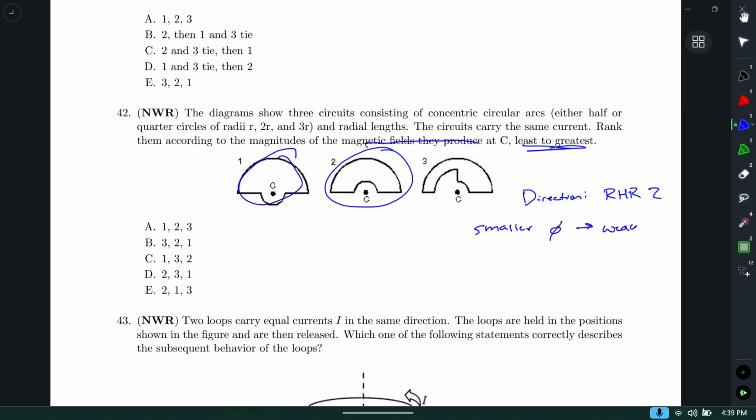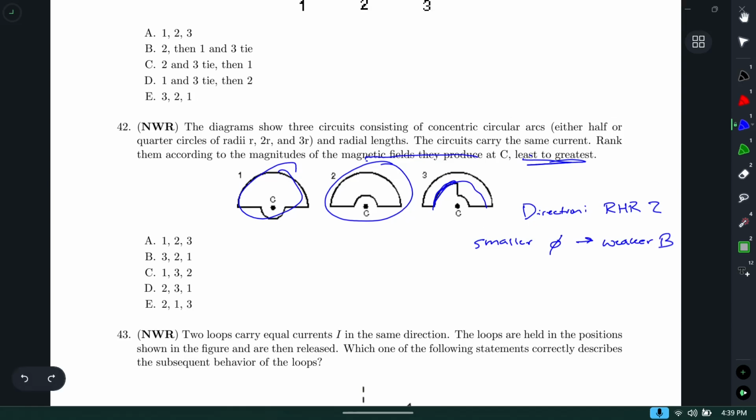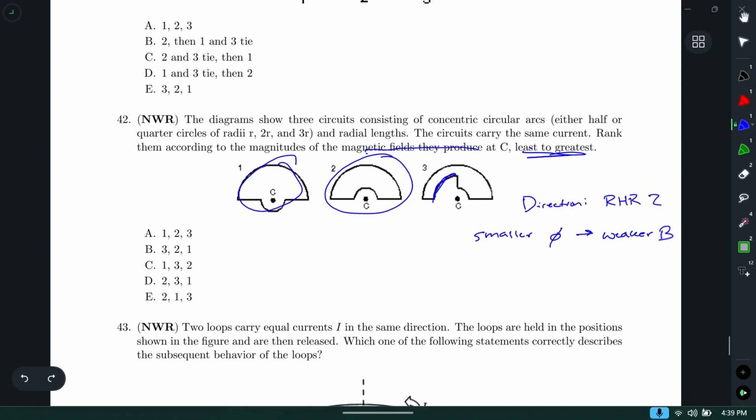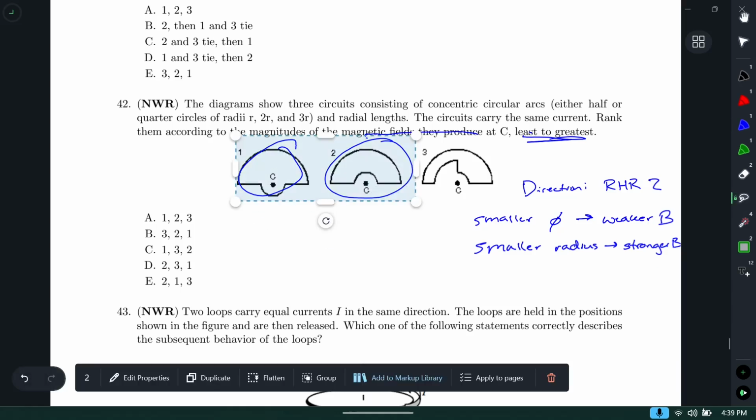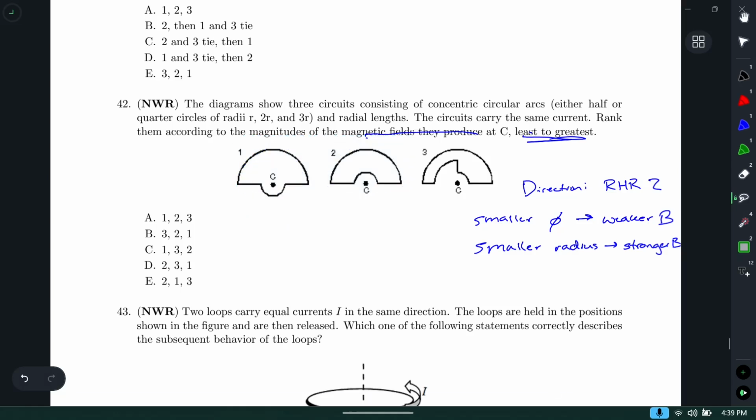mean weaker fields. So for instance, a 90-degree arc, even if it were the exact same size as a 180-degree arc, is going to produce a weaker field because it's less of a segment of wire for current to flow through to produce a field. And then the other one is smaller radius is going to lead to a stronger field, because then every segment of wire is closer to that point C. And so you don't have that attenuation with distance that you see with magnetic fields.